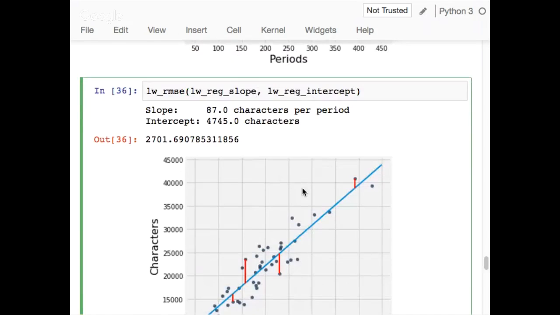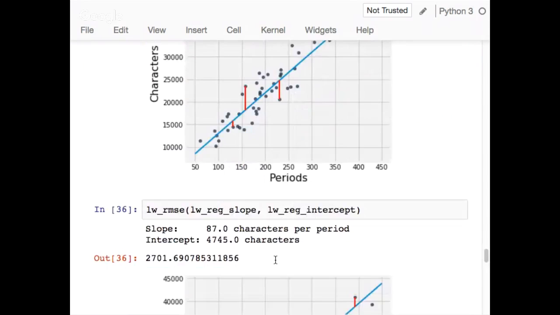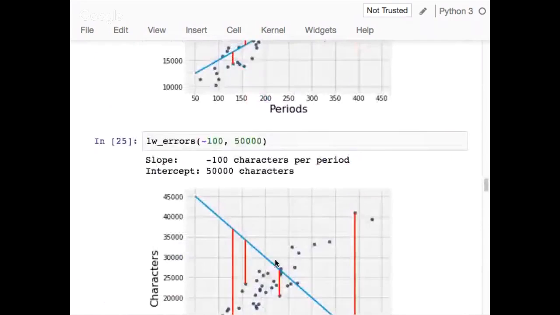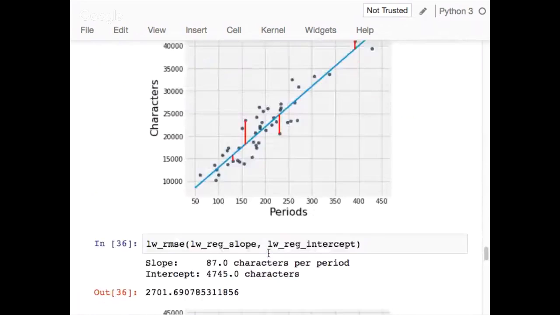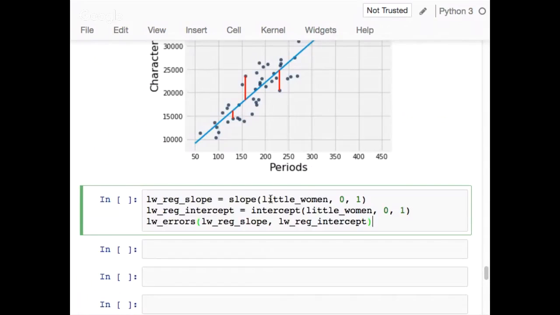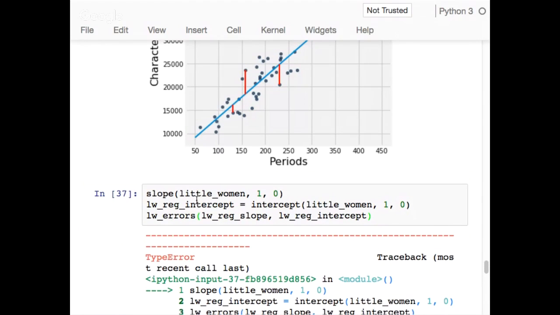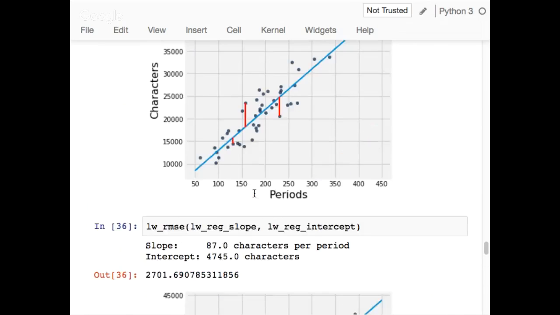In fact, I think I can show you that. Let's try this out. I have not tested this beforehand. Who knows what will happen? So let's try the slope the opposite way. Let's take the slope and do periods instead of characters. Predict periods based on characters. And oops, okay.